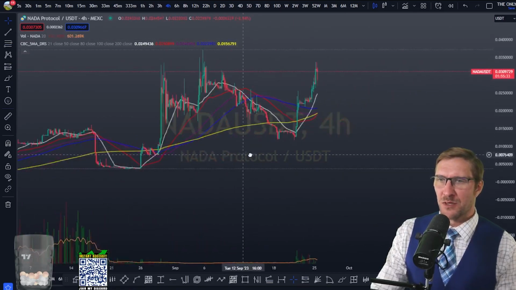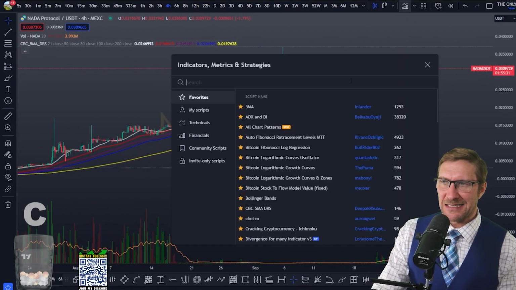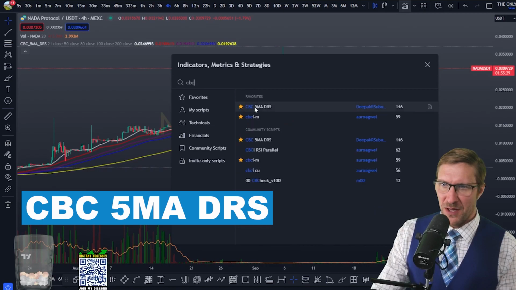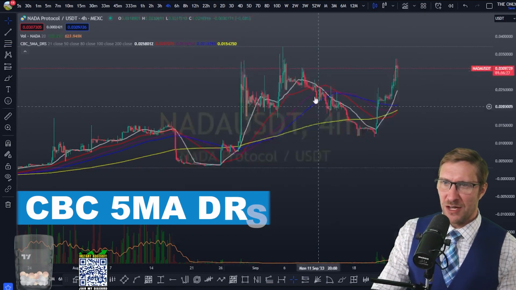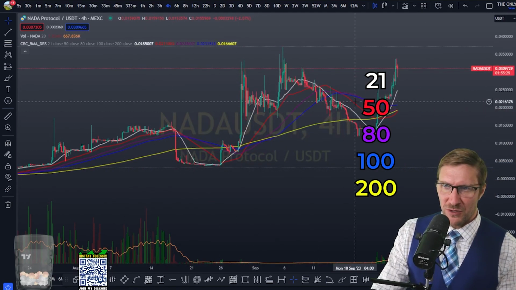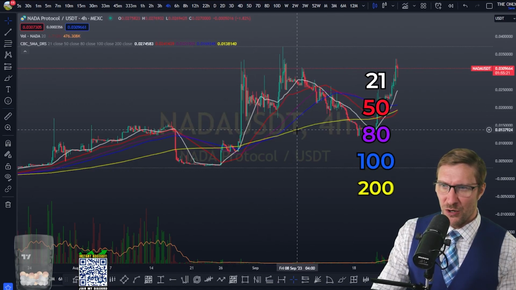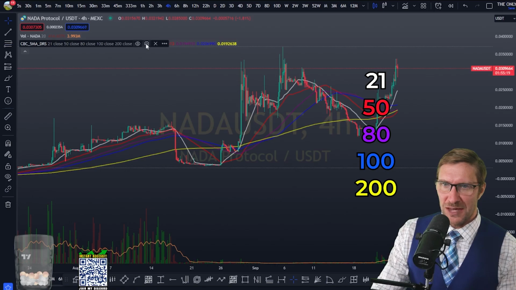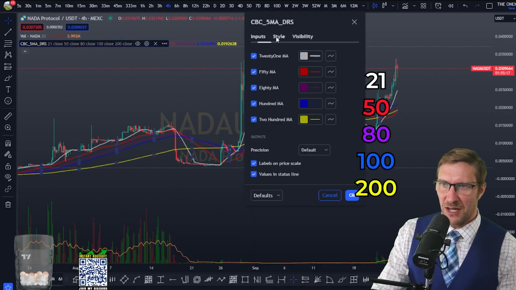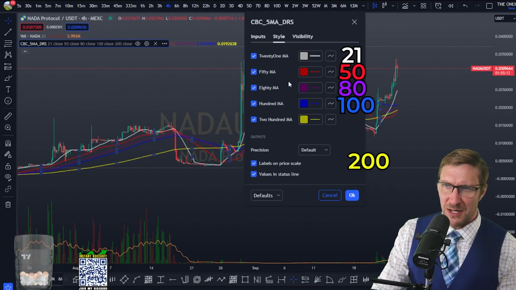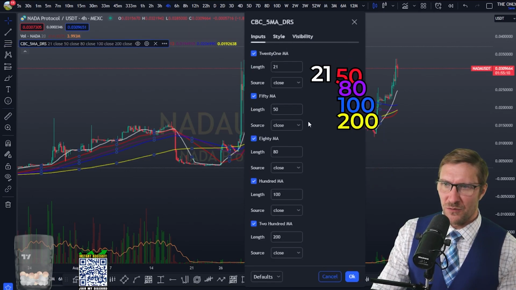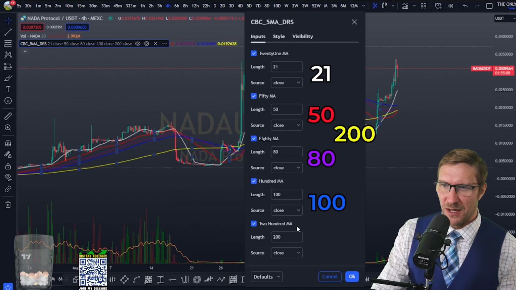But the idea is the first indicator you're going to add is CBC 5MA DRS, and that's going to add these five moving averages to your chart: the 21, the 50, the 80, the 100, and the 200. If you want to look at them again and see what they are, you go to Style and you can see you have white, red, purple, blue, and yellow. And then the inputs are 21, 50, 80, 100, and 200.